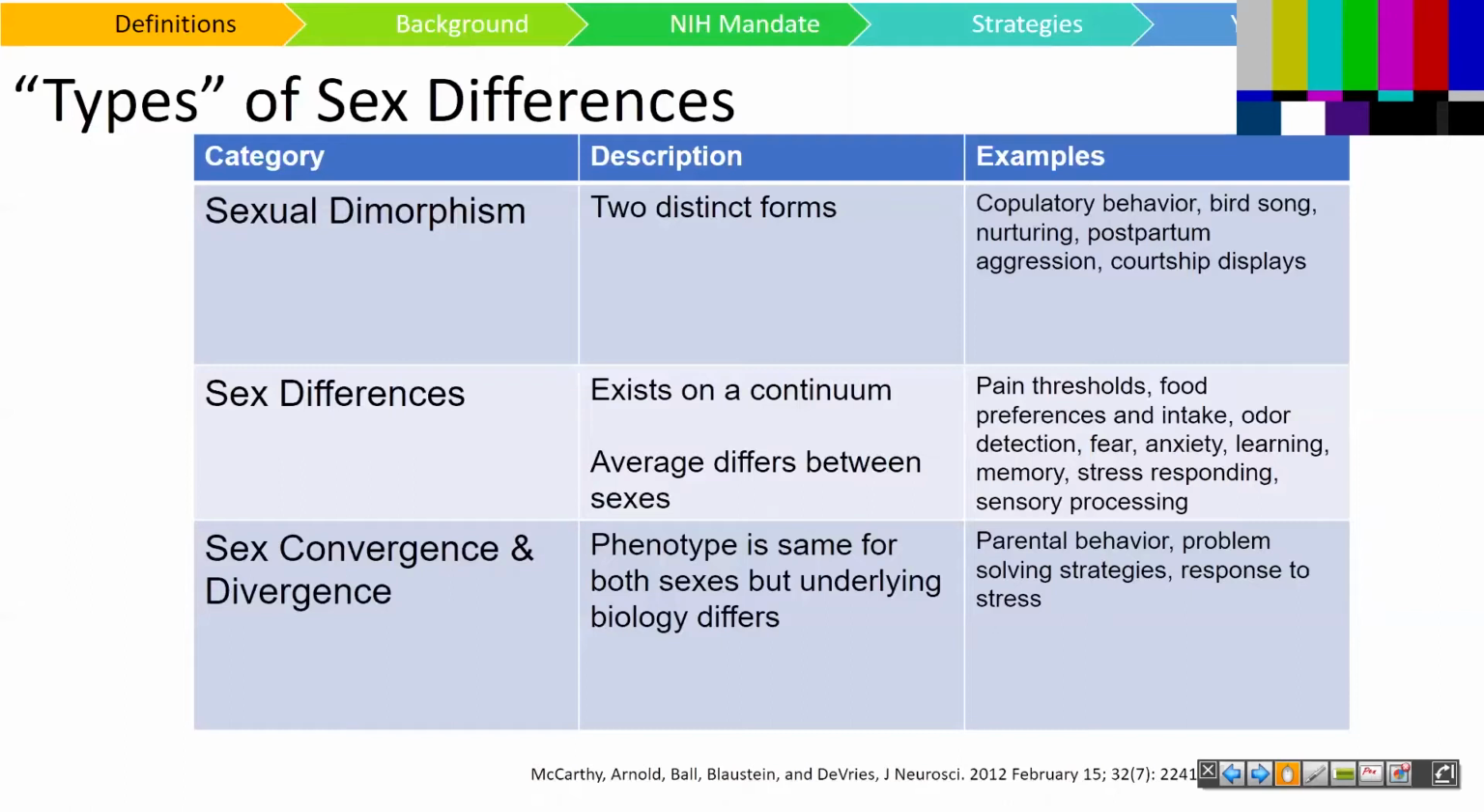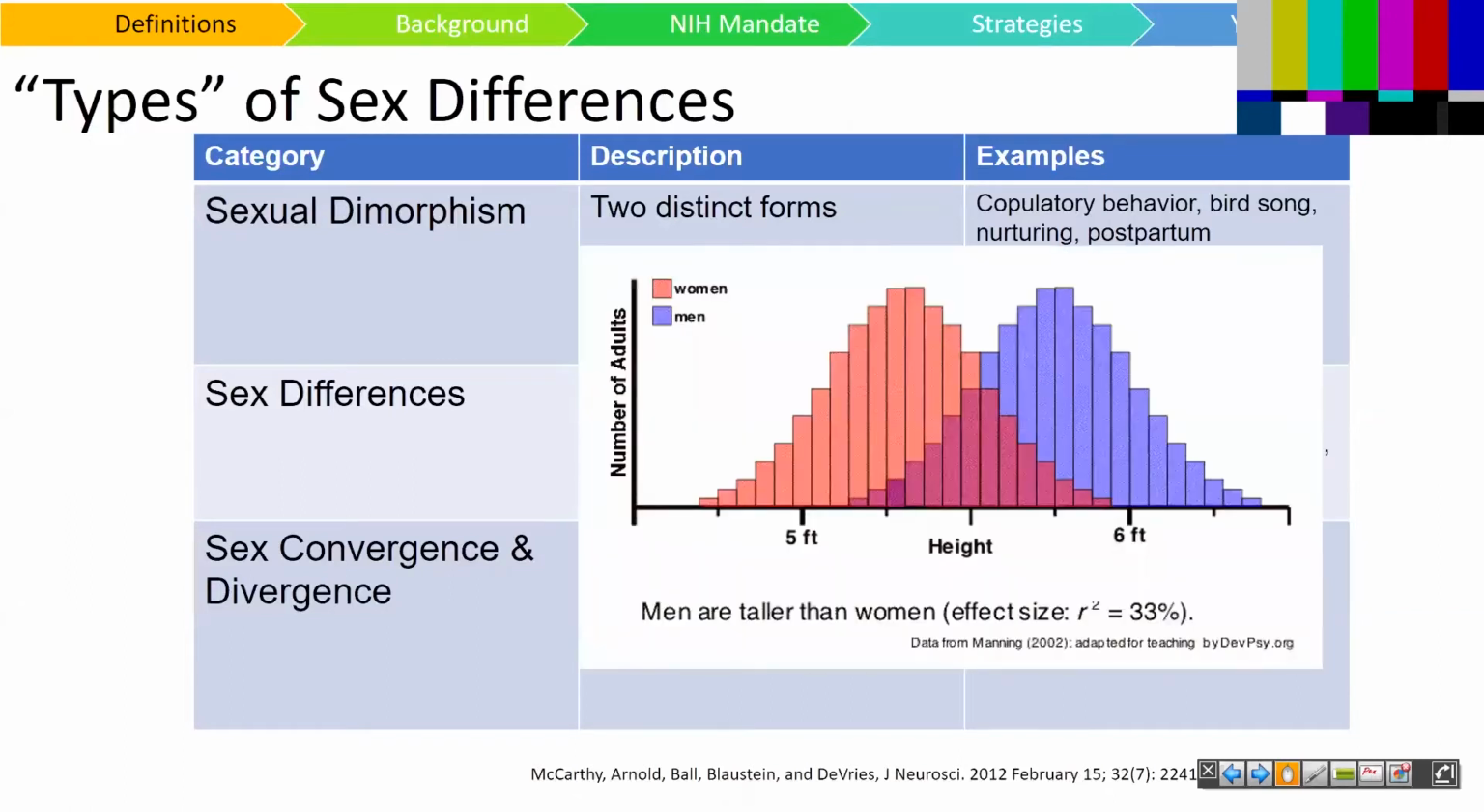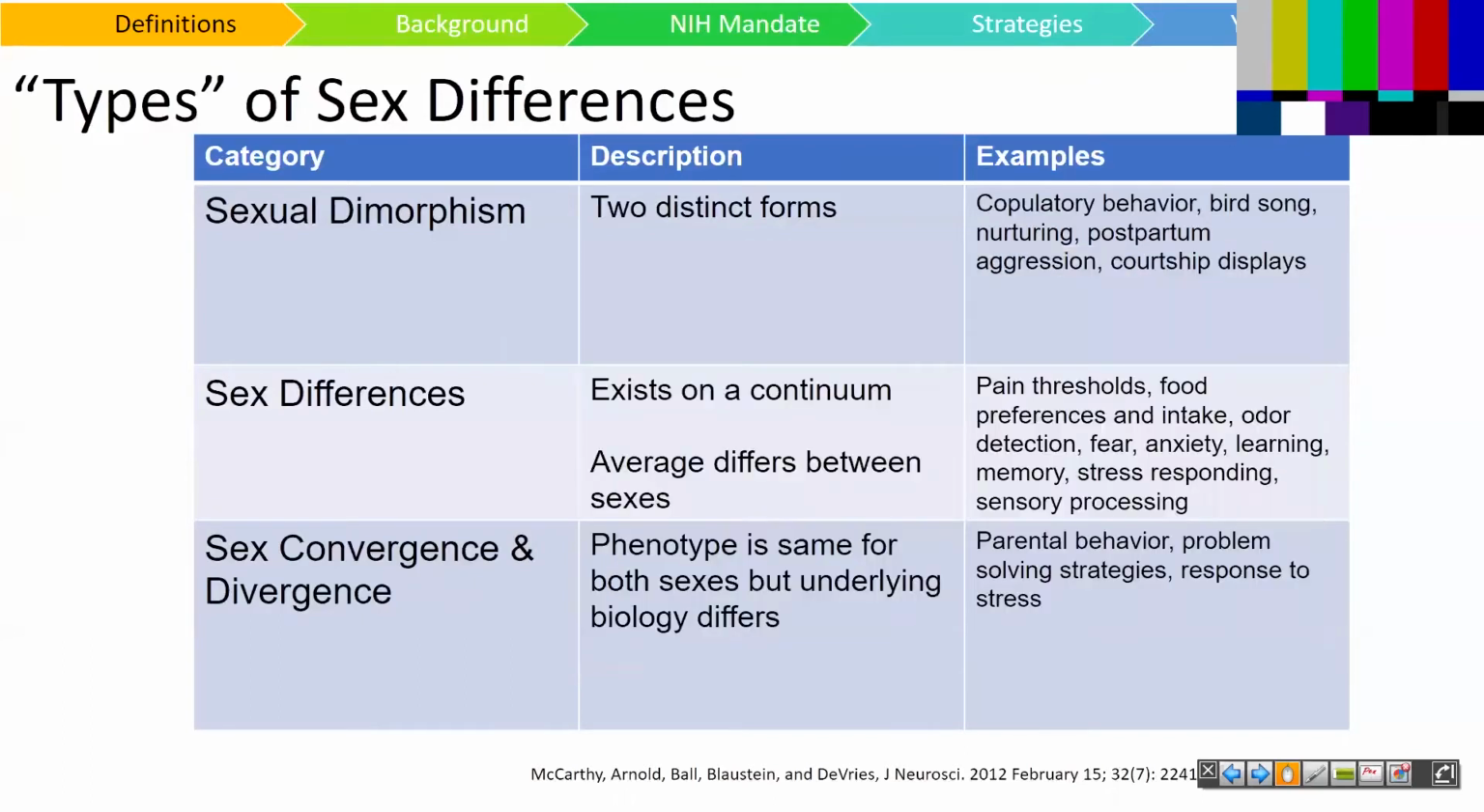There's a number of examples listed there, but I think a very easy example to digest is height. In humans, men are more likely to be taller than women, but of course we know that this is a continuum, as there is a large variety in height. Many men are shorter and many women are taller. So this is an example of a sex difference. The averages are different, but there is of course a continuum.